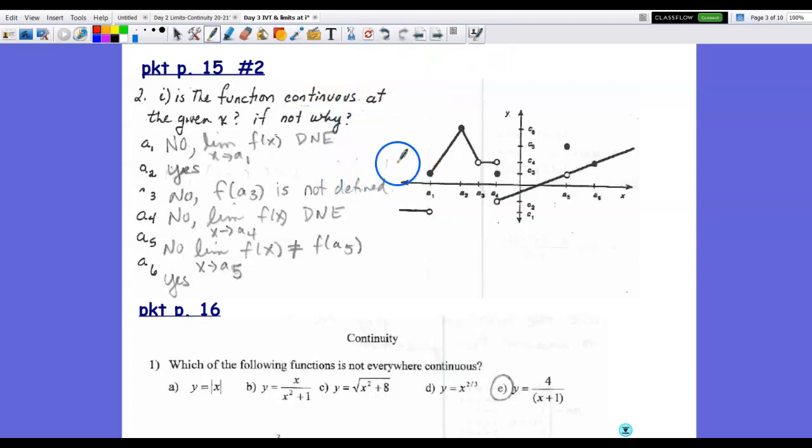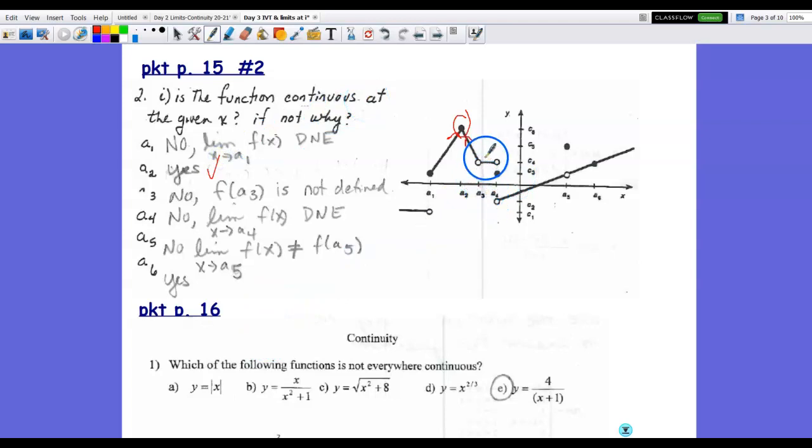The function at a sub 2, so a sub 2 is right here, and there is a y value. The limit is an agreement from both sides, and the limit equals the y value, so we have a continuous function at a sub 2.